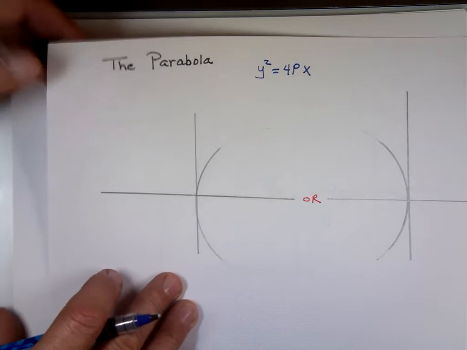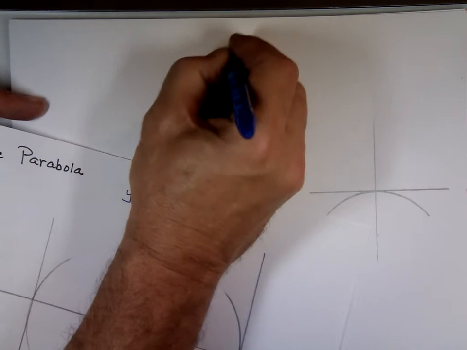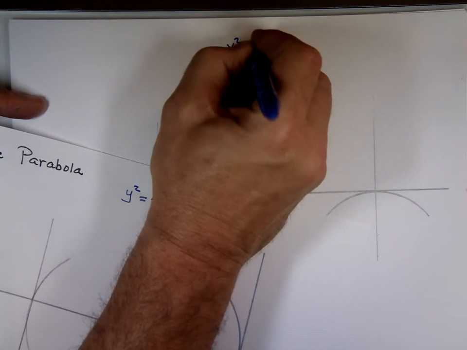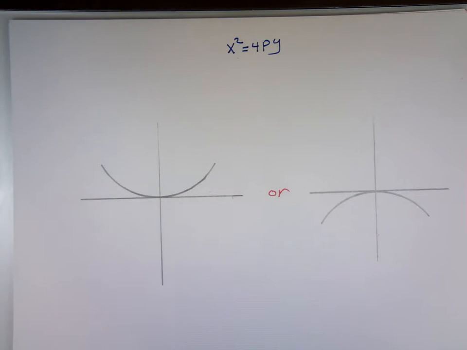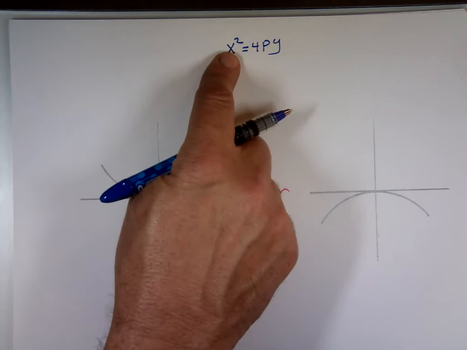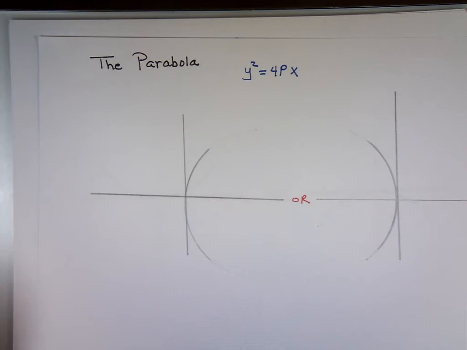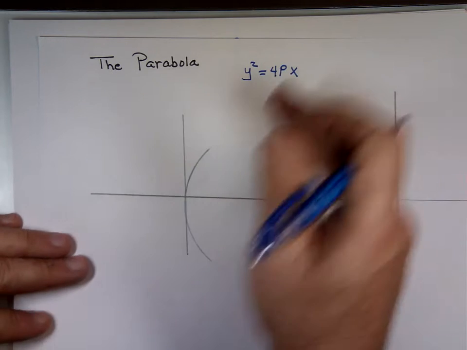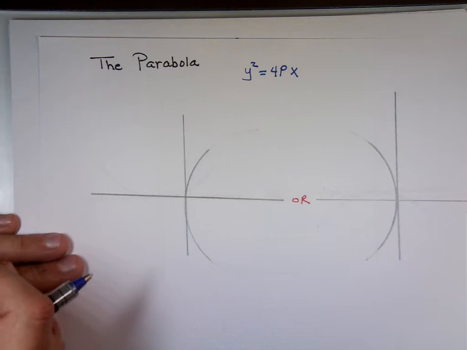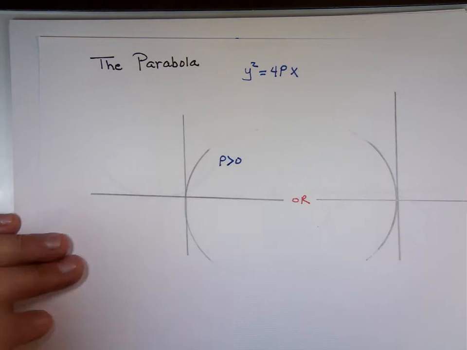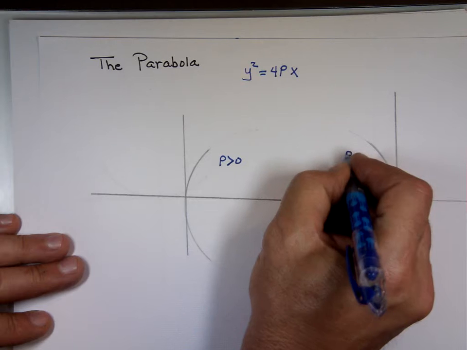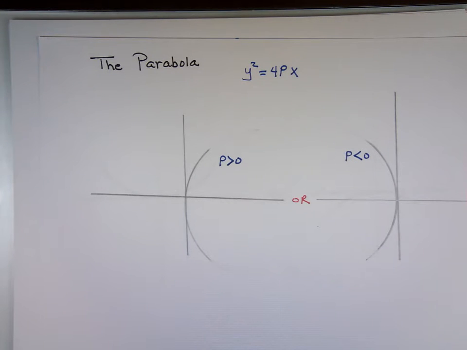But if it was x squared equals 4py, it will have that shape. One this or that. So here x is squared, here y is squared. Again, how do you know if it's opening to the left or to the right? You do the math. If p is greater than 0, it's going to open to the right. If p is less than 0, it's going to open to the left.